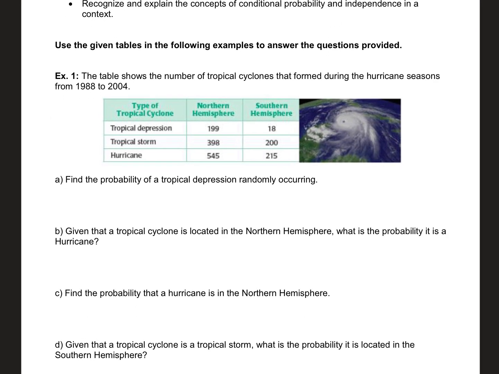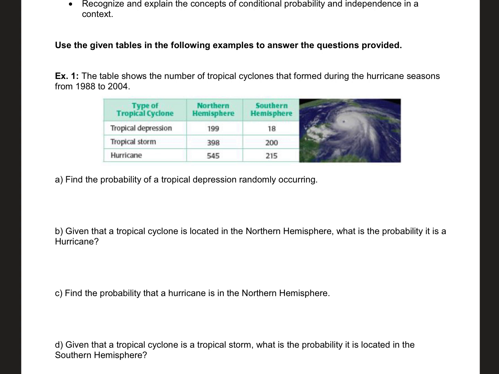Example number 1 says that the table shows the number of tropical cyclones that formed during the hurricane season from 1988 to 2004. So first we have to understand this table in order to use it to answer these questions. We have all of the types of tropical cyclones: a tropical depression, storm, and hurricane. Then it's separated by hemispheres, northern hemisphere and southern hemisphere.